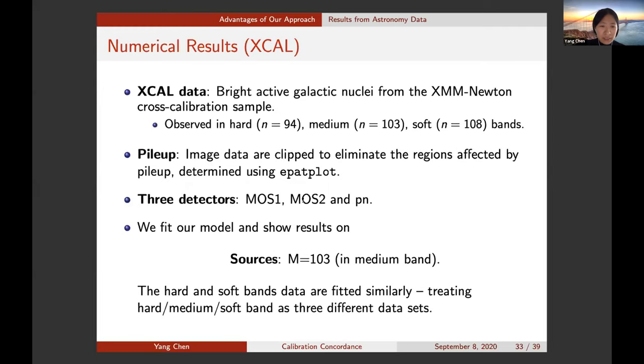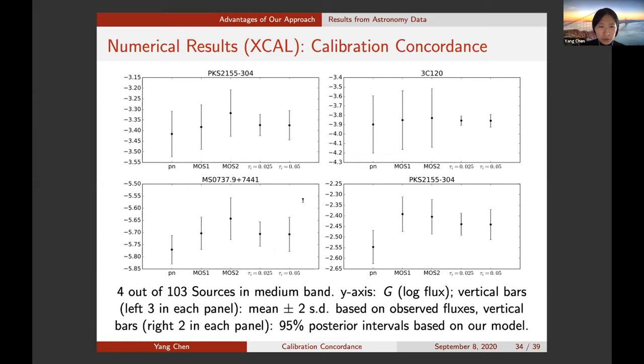And then we have another data set called the XCAL data set. These are based on the bright active galactic nuclei from the XMM Newton cross calibration sample. And again, we have hard, medium, and soft bands. And here we have around 100 sources each. And here I'm showing the results of the estimated logarithm of the fluxes for four of the sources.